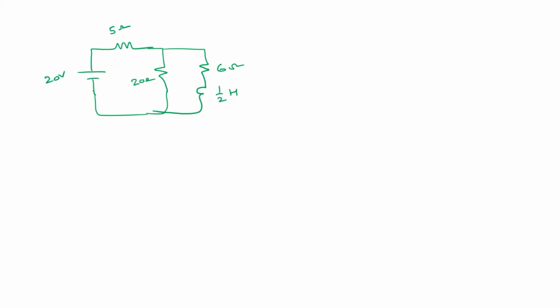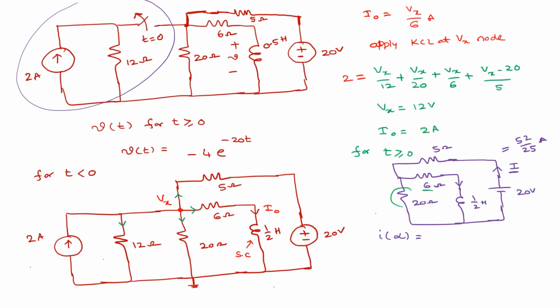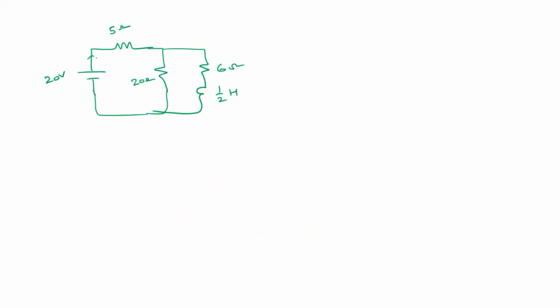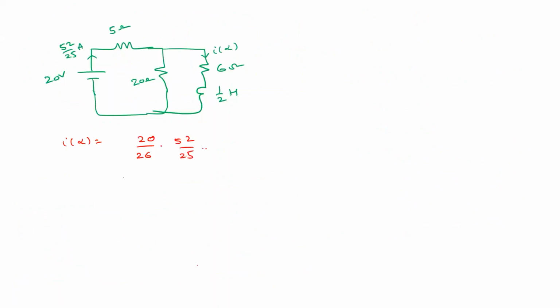Yes, sir. Okay. So what you said is that this current is 52 by 25 amperes. So this is equally shared among them, and this is the current you required, right? This is the I infinite you require. So what is I infinite now? So tell me, that's 20 by 26 into 52 by 25.